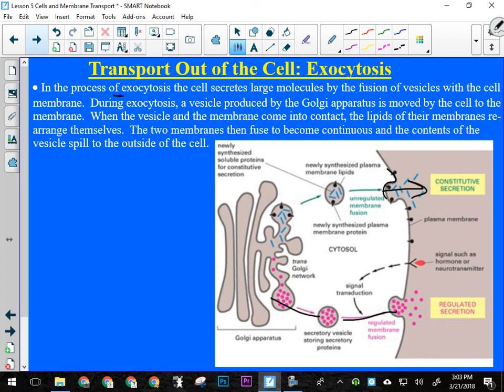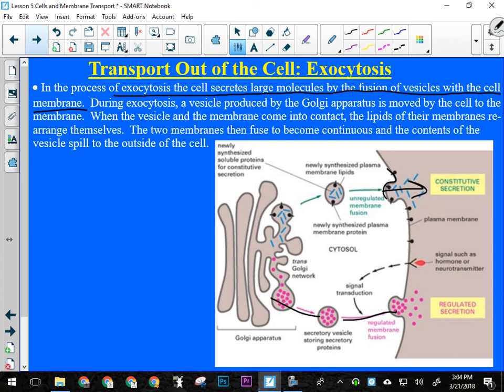So exocytosis secretes large molecules by fusion of the vesicles with the membrane. Remember, exocytosis is not as important as the big three. So that's how the cell can get large molecules out of the cell.